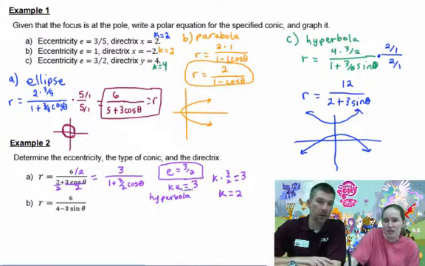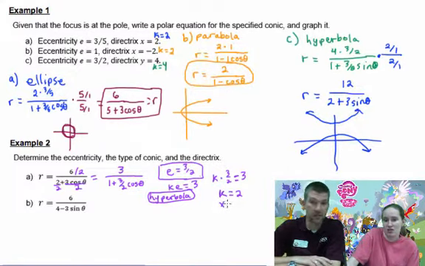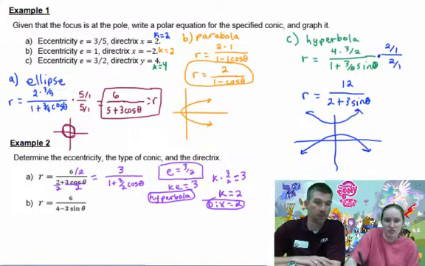Yep. And then k equals 2, so that's an x equals 2 situation, because it's a positive cosine. There's your directrix right there. Bam. That wasn't so bad. No, it wasn't. So let's try it again.